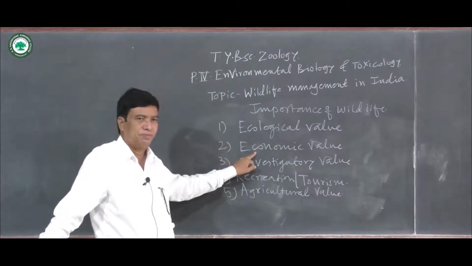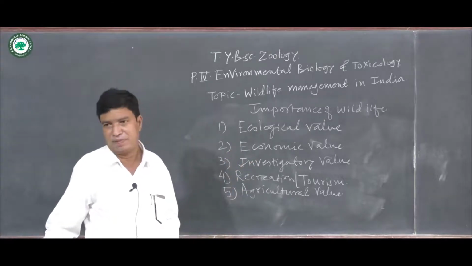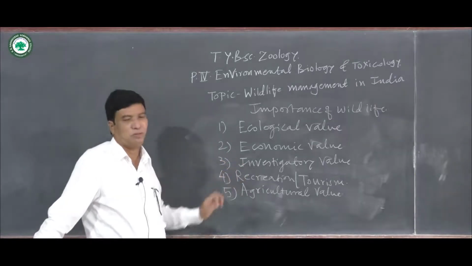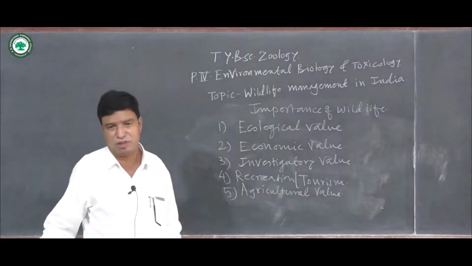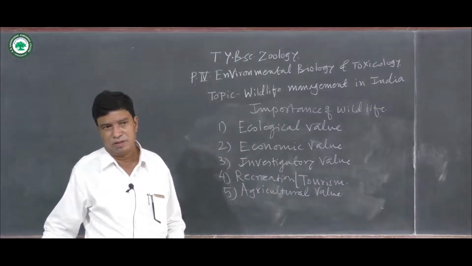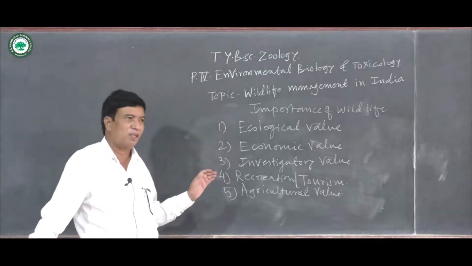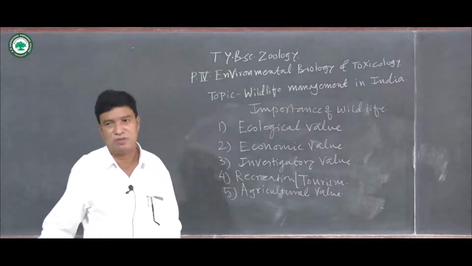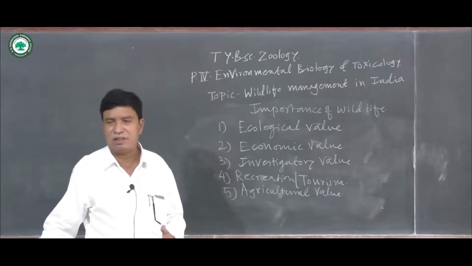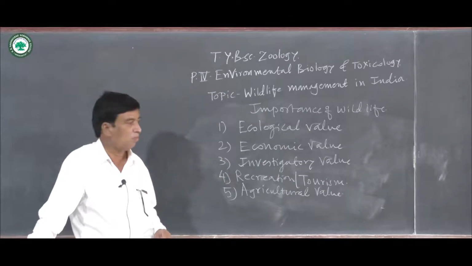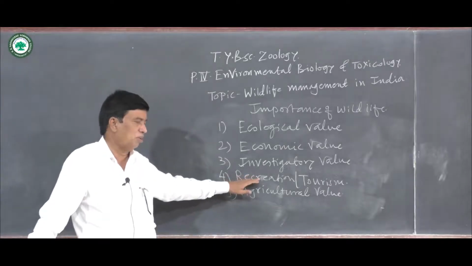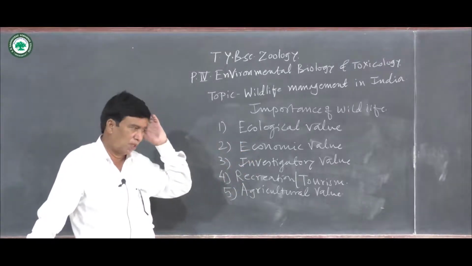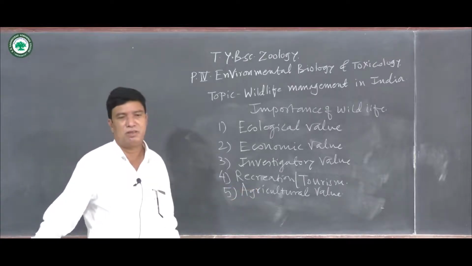Economic value: earning source, earning of money. That is called economic value. Investigation value: invention of new medicine, for example. At first, new medicines are tested on wild animals, especially on monkeys and chimpanzees, before they are tested on the body of human beings. Recreation value or tourism is another source like economic value. And the last one is agricultural value.